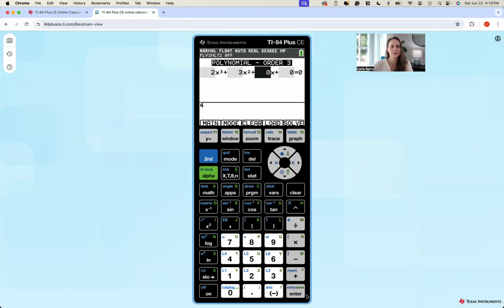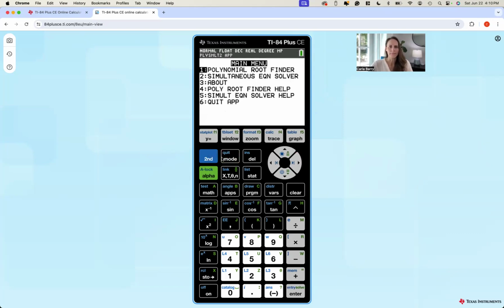2x cubed plus 3x squared plus 4x equals 5. If I put that in my calculator, I would put -5 because in the calculator, it equals 0. So I have to make the question match the calculator, and I can press graph to solve it. So that's a great feature, just using PolySmlt.